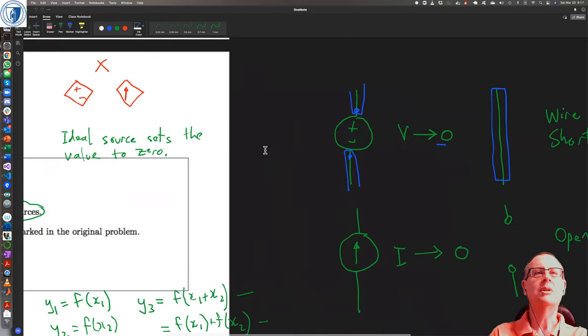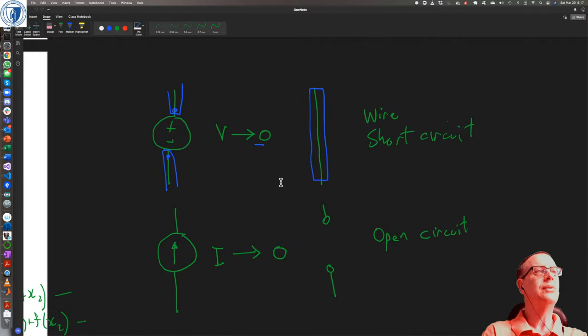And I think we talked about what an ideal source is. An ideal source is taking, whether it's a current source or a voltage source, and setting its voltage or its current to zero. In the case of a voltage source, if you set its voltage to zero, then effectively you turn it into a wire or a short circuit. And if you set a current source's current to zero, then you make it an open circuit. So what that means is, when you find these other supplies in the circuit, you replace all the voltage supplies with a short circuit, and you replace all the current supplies with an open circuit.